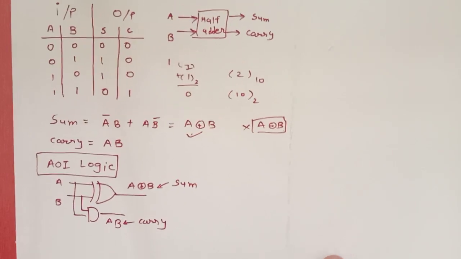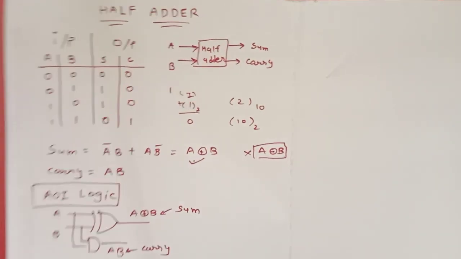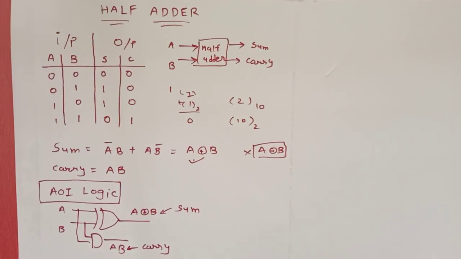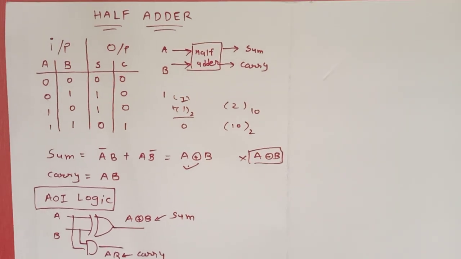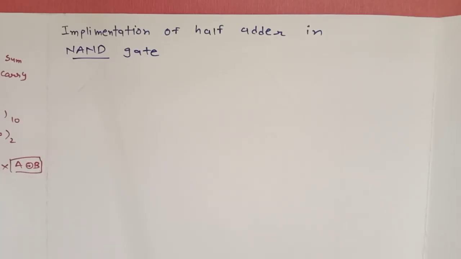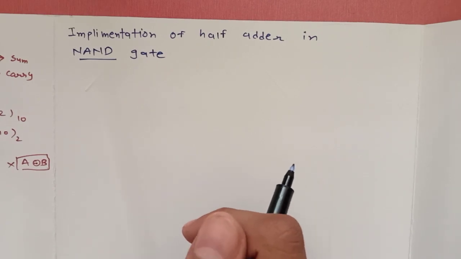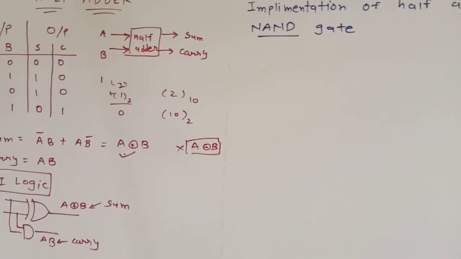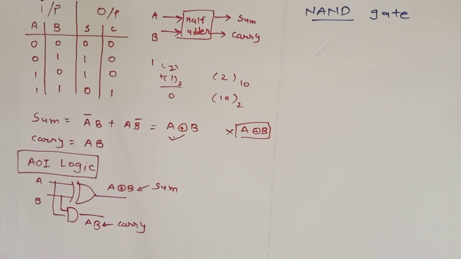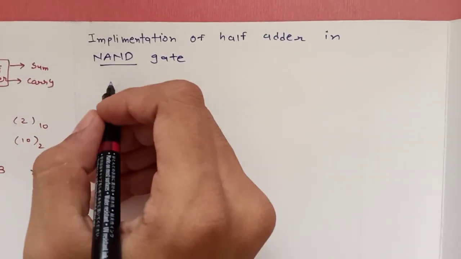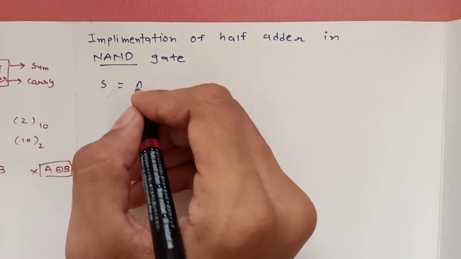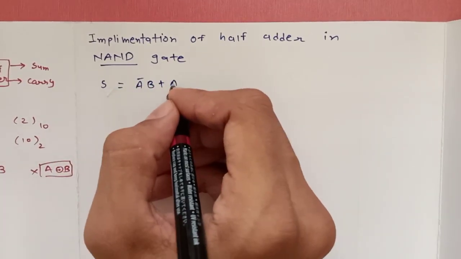Now for the other implementations, both NAND or NOR. Let's start with NAND, and the half adder with NAND gate. Now implement the half adder in NAND gate. We know the output of half adder: the sum is equal to A bar B plus A B bar. So S is equal to A bar B plus A B bar.